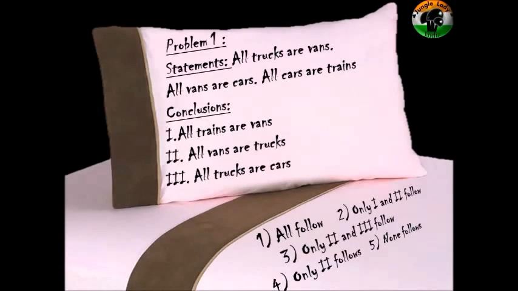Here is an example problem under syllogism. Statements will be given like this: all trucks are vans, all vans are cars, all cars are trains. And some conclusions will be given like 1, 2, 3. What you have to do is check whether the given conclusions are according to the given statements. Your objective is just to check whether the given conclusions are correct or not according to the given statements. And you will be asked to tick any one of the options given at the bottom: 1, 2, 3, 4 and 5. Out of this you have to choose any one accordingly.